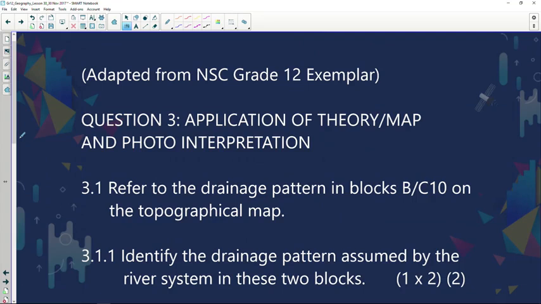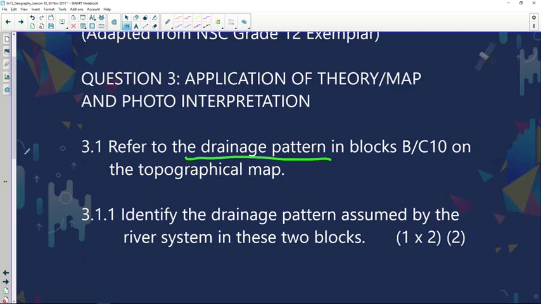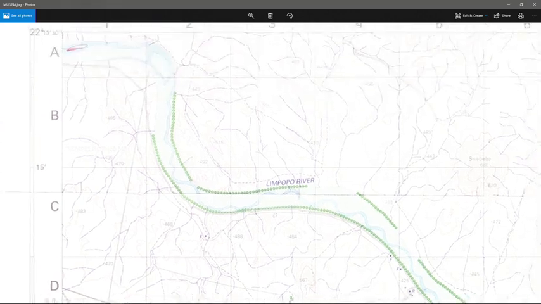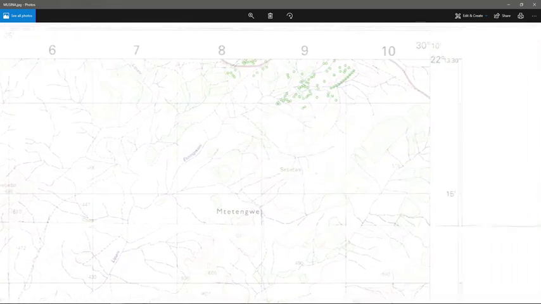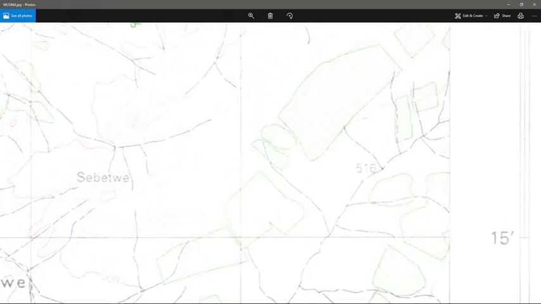Now, the first question refers to geomorphology, what we've learned about rivers. If we look at question 3.1, refer to the drainage pattern in blocks BC10. Now, the first question, identify the drainage pattern assumed by the river system in these two blocks. Now, let's go to these two blocks, BC10. There's block B. Now, let's just quickly move to 10. BC10, it's this area over there.